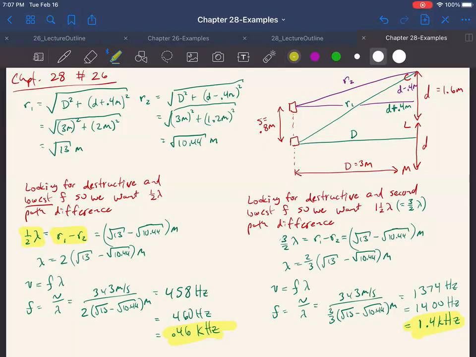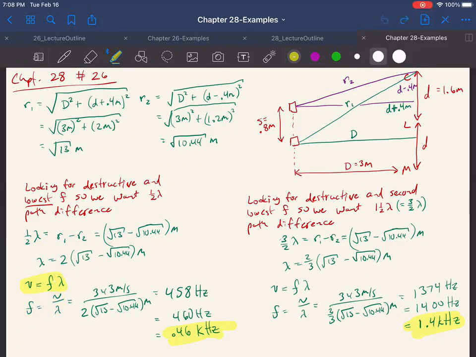Since up above we used the Pythagorean theorem to solve for those two distances, I simply plug them in right here, the square root of 13 and then the square root of 10.44, and multiply the 2 over from the 1/2. And so I get that the wavelength is 2 times the square root of 13 minus the square root of 10.44 meters. Now, that tells me only the wavelength. The question, though, wanted the frequency. So we use v equals f lambda right there. Solve it for f, and that equals v over lambda.